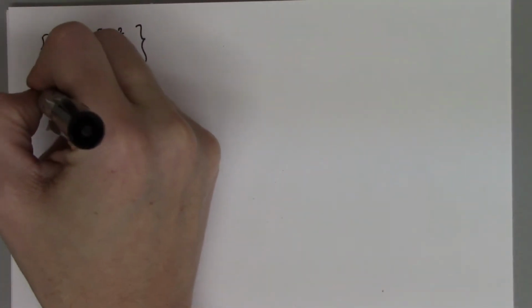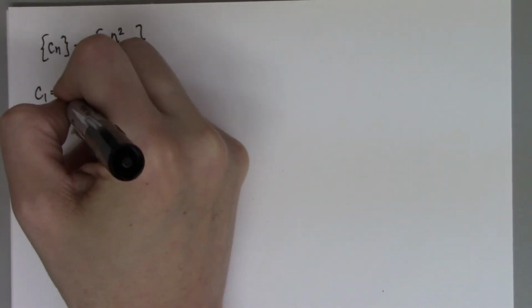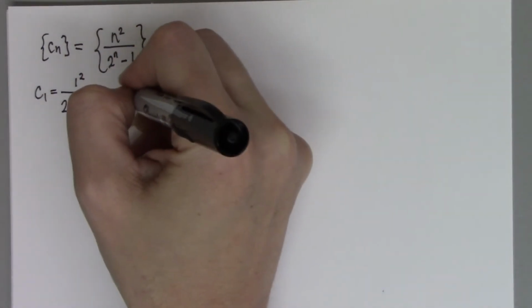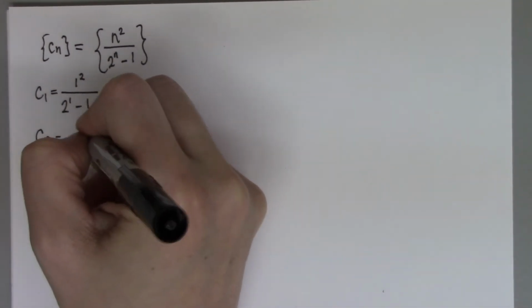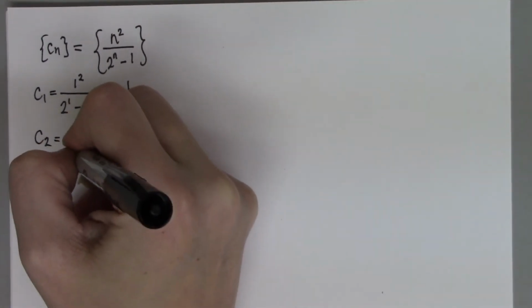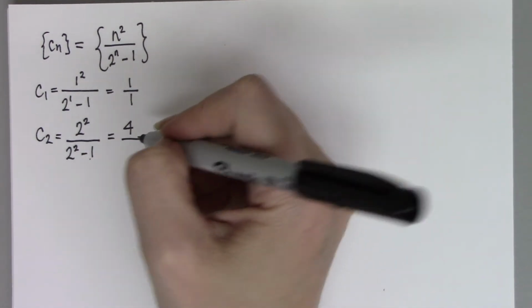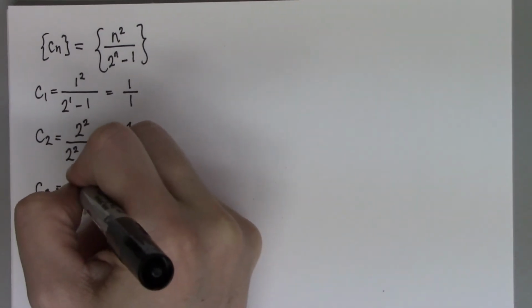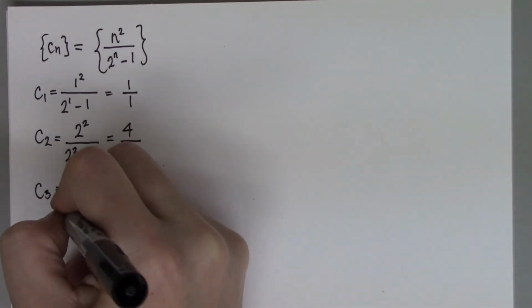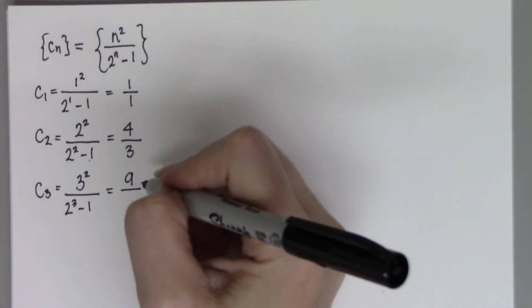So if I want to generate the first term of this sequence, I'm going to get 1 squared over 2 to the 1 minus 1. So that's just going to give me 1 over 1. The second term is going to give me 2 squared over 2 squared minus 1. So the numerator is 4, and the denominator is going to be 4 minus 1, which is 3. The third term, right, is 3 squared over 2 cubed minus 1. So that's going to give me 9 over 8 minus 1, which is 7.